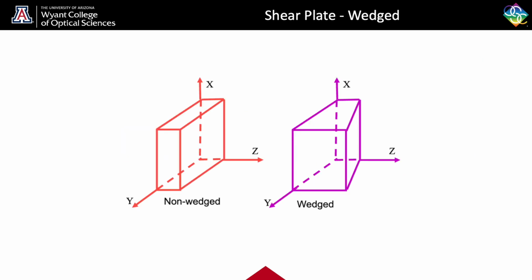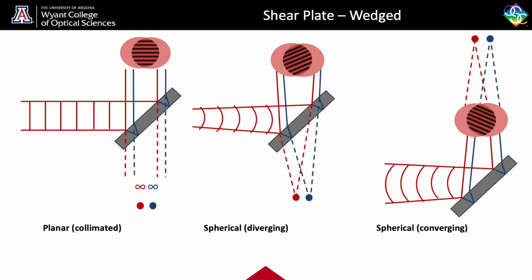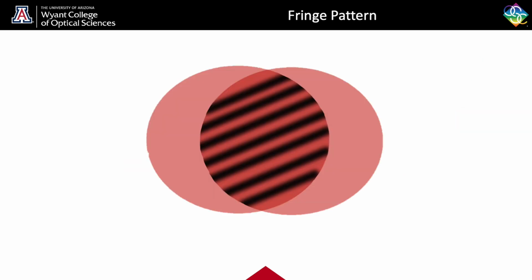A wedge shear plate has a small wedge along the y direction. The wedge introduces varying path difference, so there will always be fringes. When a collimated beam hits a wedge shear plate, it will form horizontal fringes. A converging spherical wavefront, however, will have a negative slope, while a diverging wavefront will have a positive slope. Besides converging or diverging, the fringe pattern can tell us the radius of curvature of the incident beam.